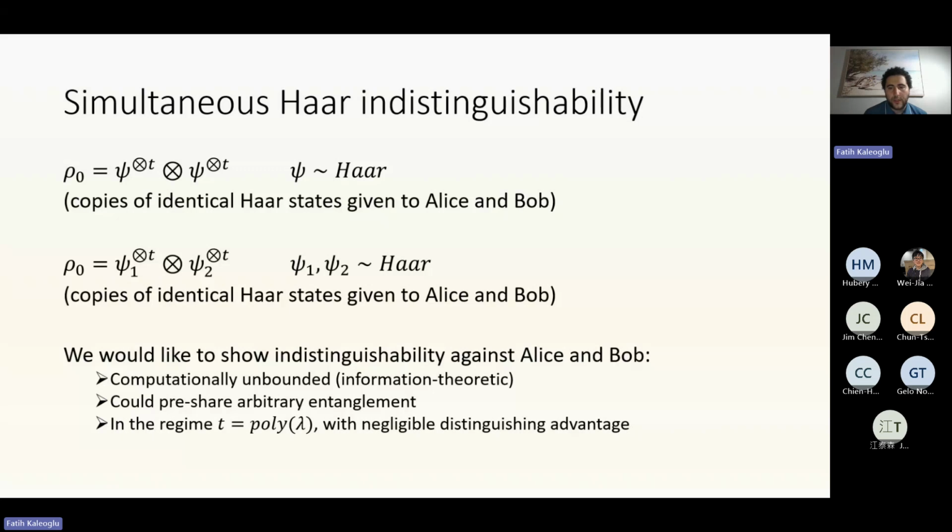So in general, we allow the adversaries to be computationally unbounded. So we don't use any computational assumptions in this result, even though they come up in the applications. We also allow them to pre-share an arbitrary amount of entanglement. But we restrict the number of copies to be at most polynomially large. And in this setting, we want to show that the distinguishing advantage is at most negligible.